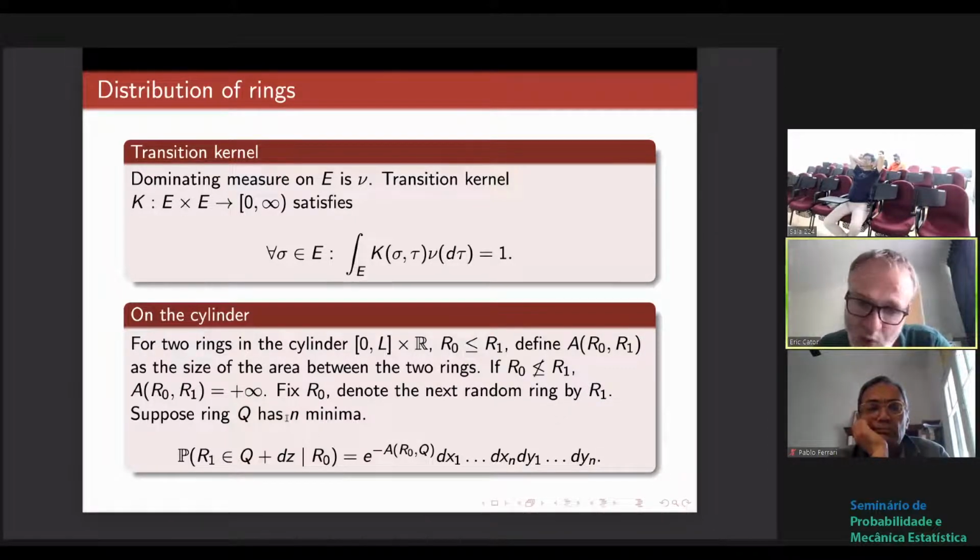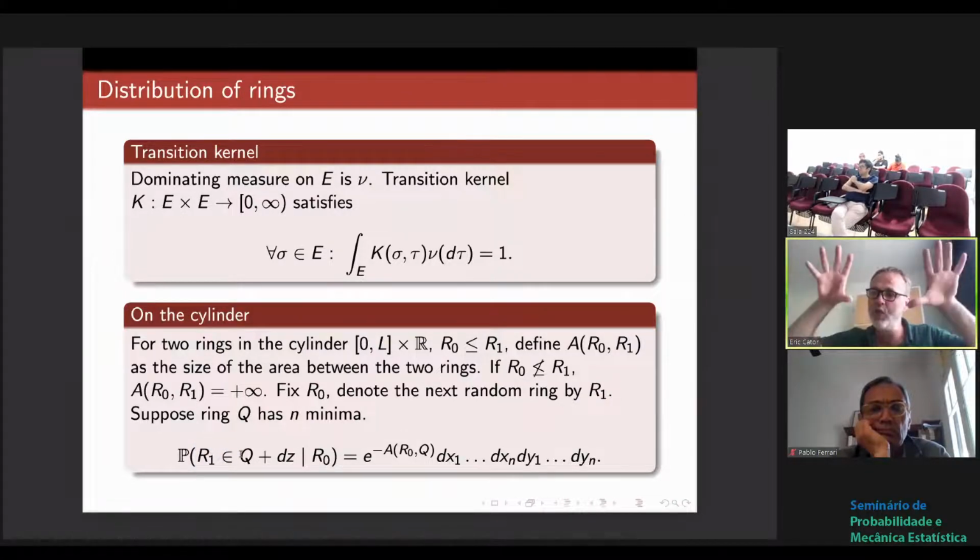And I want to know what is the probability that R1, the random one, will be equal to some ring Q. A ring Q is determined by the position of the minima. So suppose we have a ring with n minima, and we place these minima at x1, y1, x2, y2, etc. That's the position of the minima of the ring Q. Then we have the Lebesgue measure on the cylinder, so you have dx1, ..., dxn, dy1, ..., dyn. And I want to know what is the probability that my ring R1 is exactly Q plus this little dz, right? It ends up in that set.